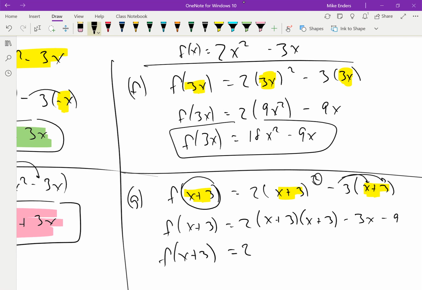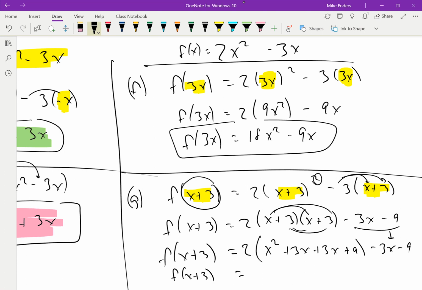So what we can do here is leave this 2 on the outside. Then I'm going to FOIL this, using the distributive property. So x times x is x squared. First terms. Outside terms, I'm going to get 3x. And inside terms, so plus 3x. And the last terms are plus 9. Of course, I still have that minus 3x minus 9 that's just going to get written back down.